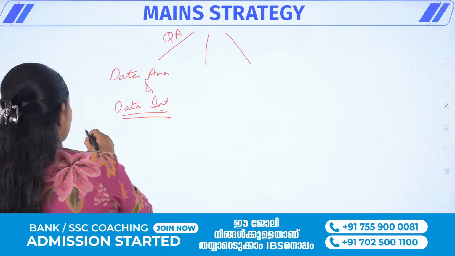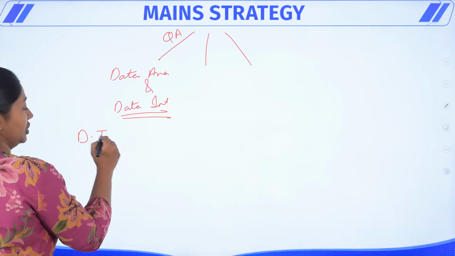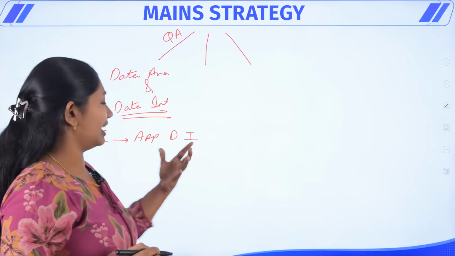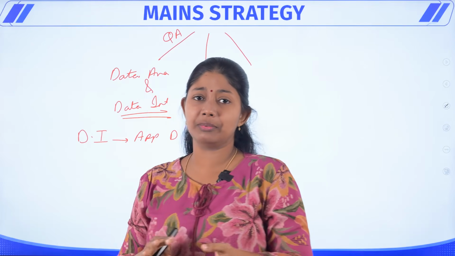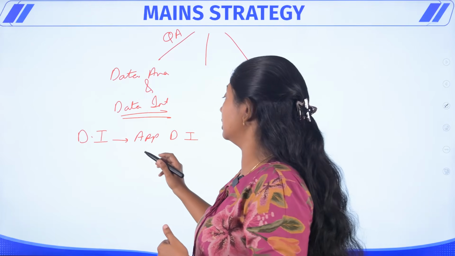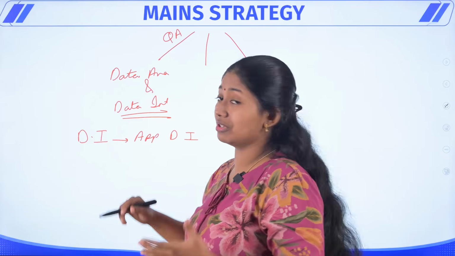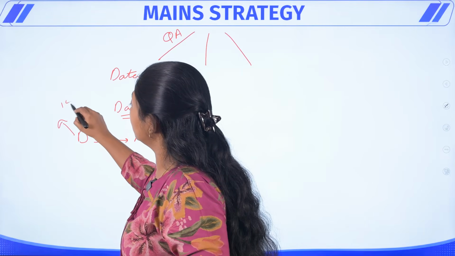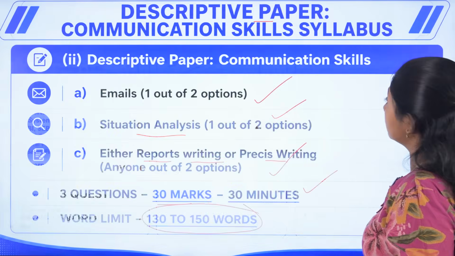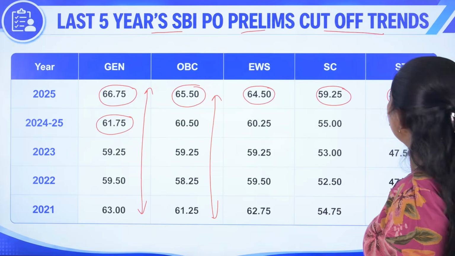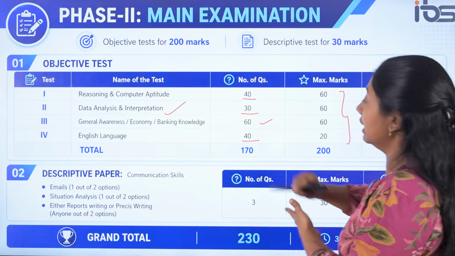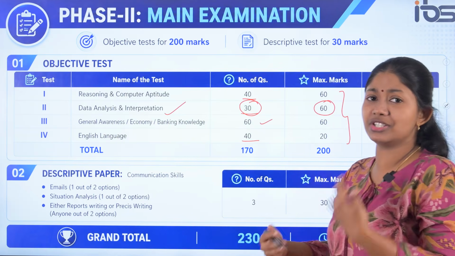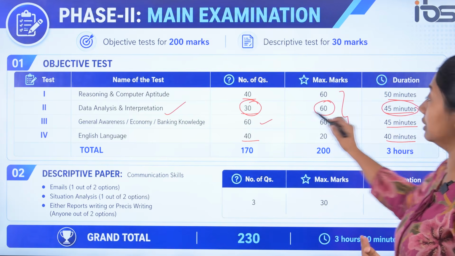In this, mostly questions are from DI, data interpretation, where application DI questions will be asked. We cannot say exactly, but if you look at the previous papers, you can expect. Already we have mentioned this, 30 questions, 45 minutes. So 30 questions means around 15 questions will be from DI. If you look at the previous marks weightage, you can see the mains marks. Data analysis number of questions is 30, maximum marks is 60, because it differs, it is not 1 mark each, and 45 minutes for 30 questions.